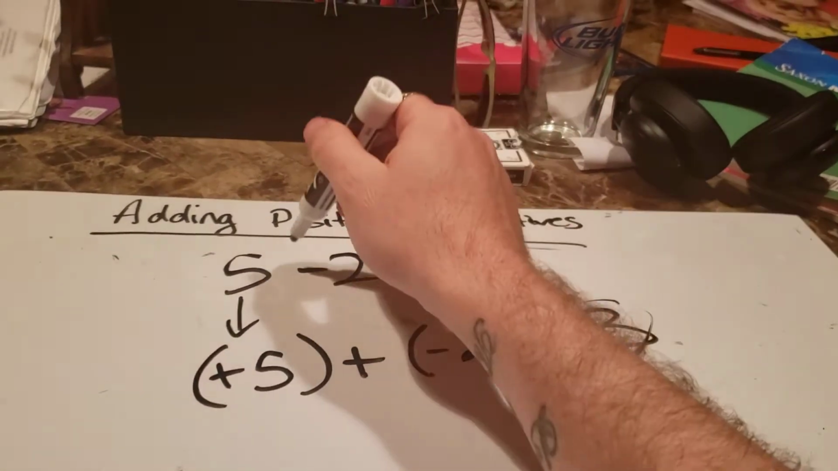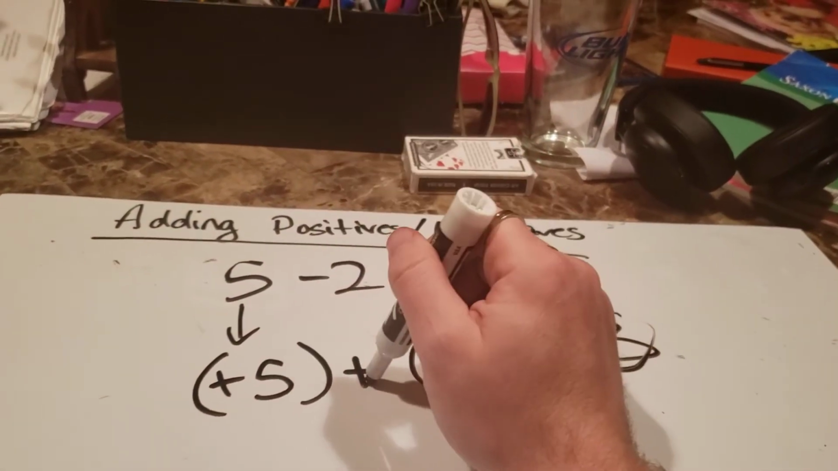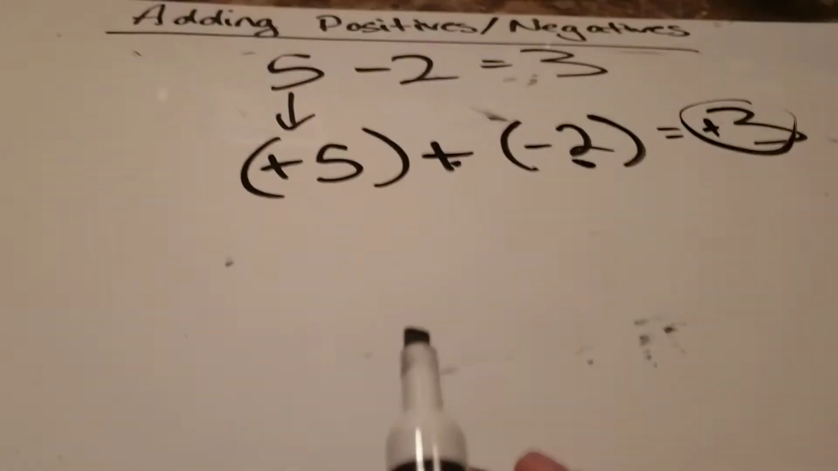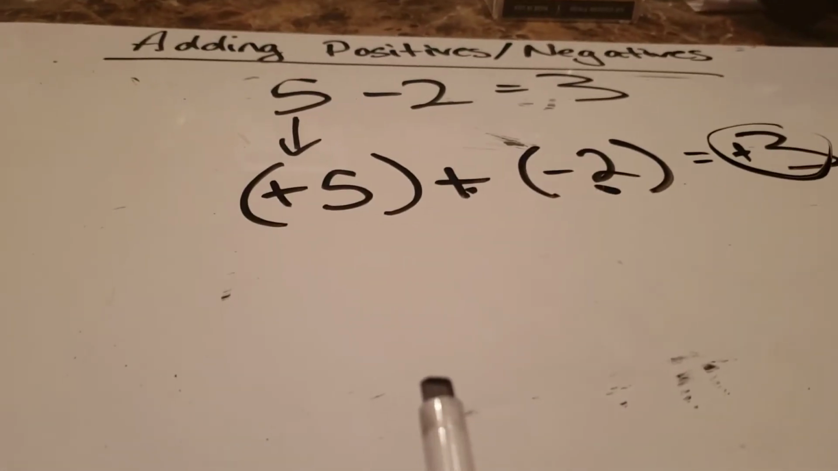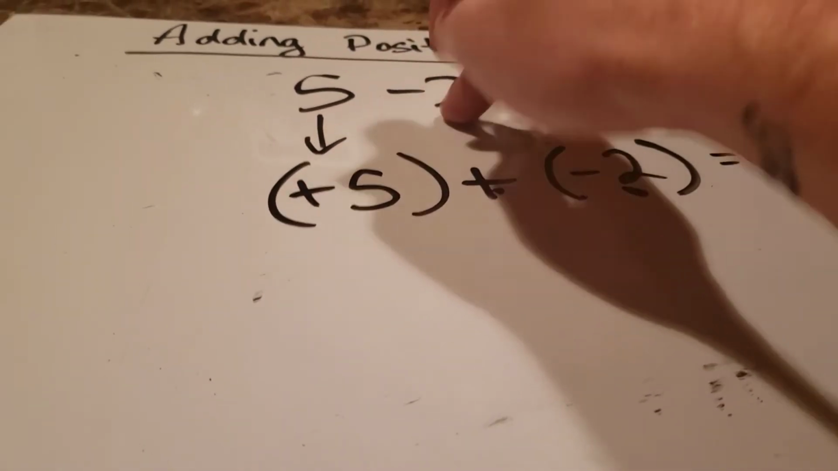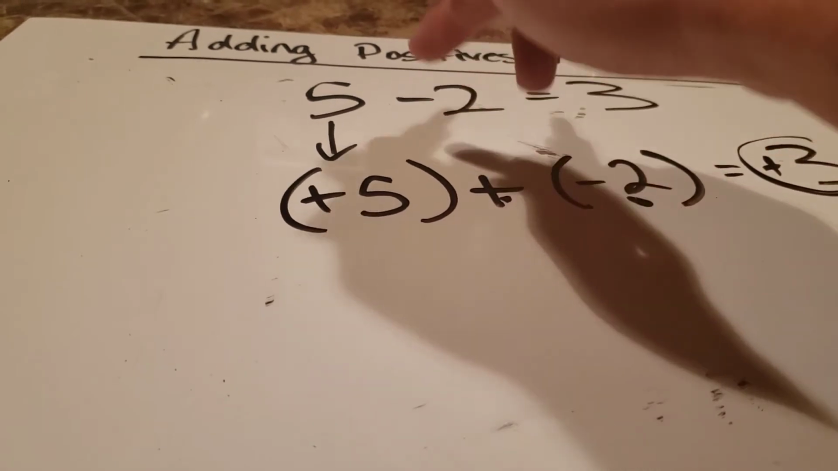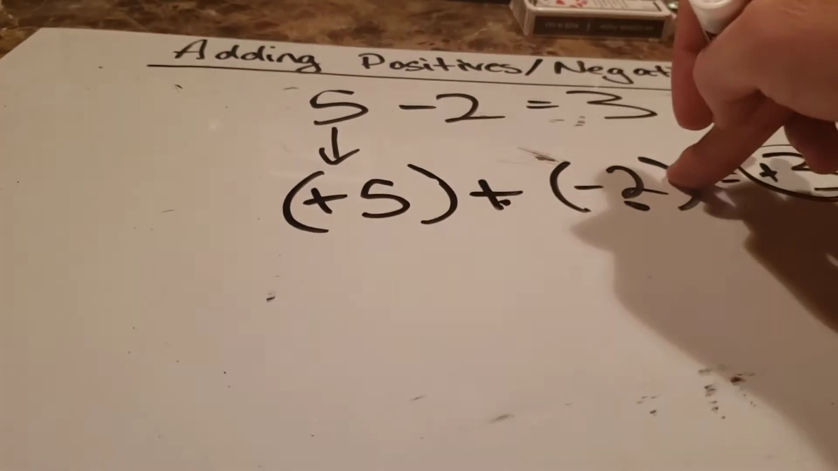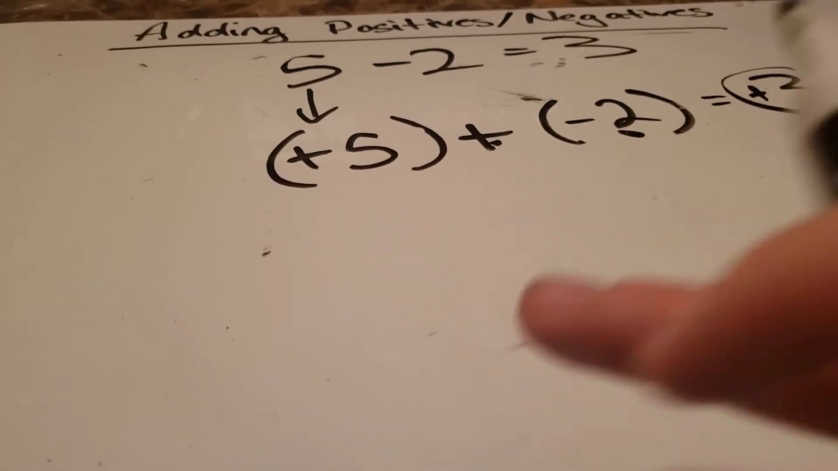So instead of subtracting, we added the opposite. Okay, that can be a little funky to get used to. But think of subtraction as an opposite sign. 5 minus 2 is the same thing as 5 plus the opposite of 2, which is -2. Okay, so let's do another one.